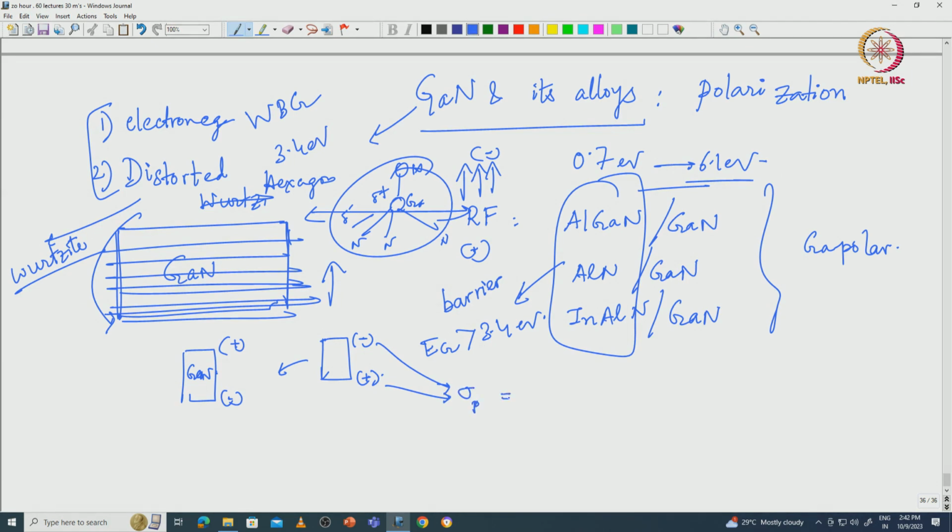For gallium nitride it is about say minus 0.029 coulomb per meter square. Okay. So sigma p for say aluminum nitride it is much higher, minus 0.081 coulomb per meter square, which is close to 3 times higher than that of gallium nitride. Okay. So similarly indium nitride will have minus 0.0232. This is negative because I am referring to the top charge only. So the bottom will have exactly the same magnitude but opposite sign. Okay. This is about polarization.